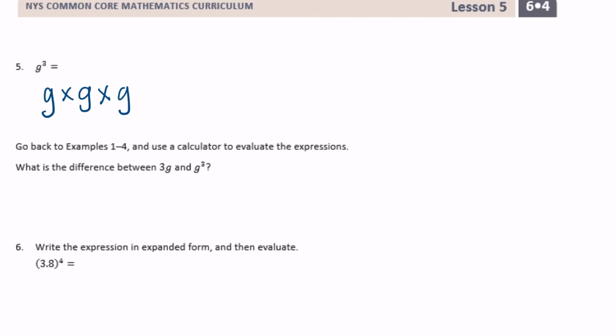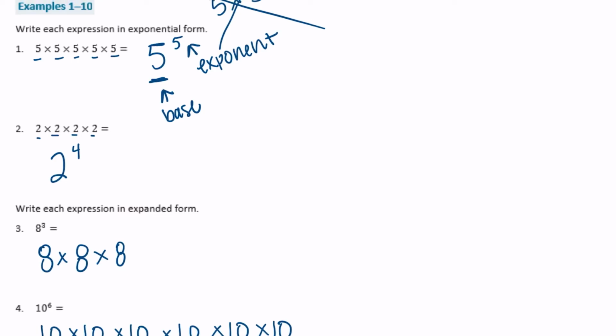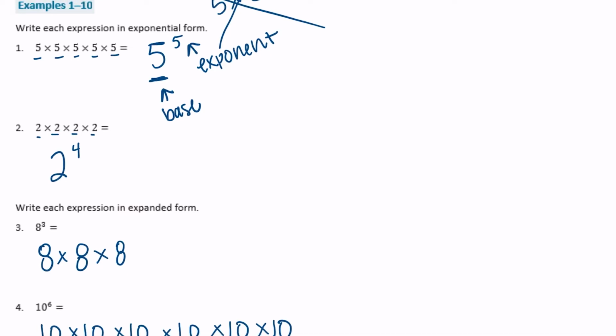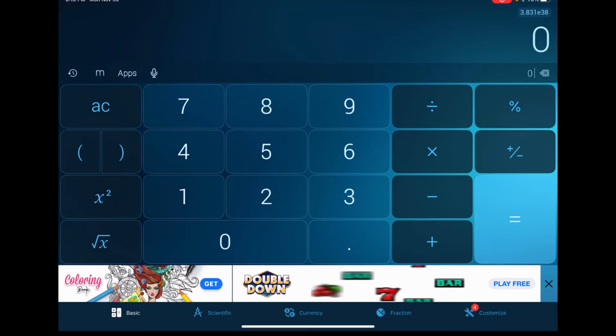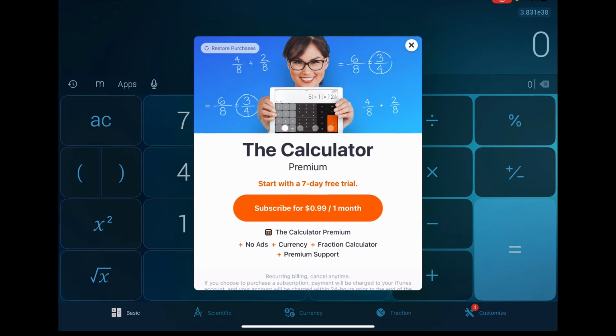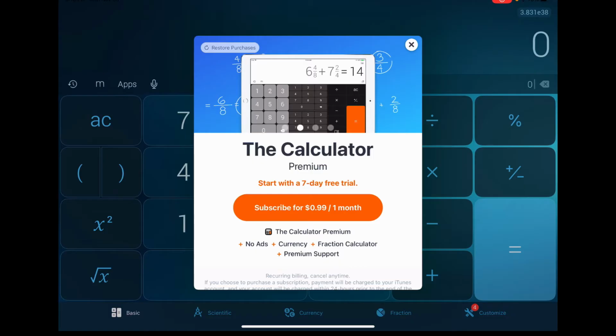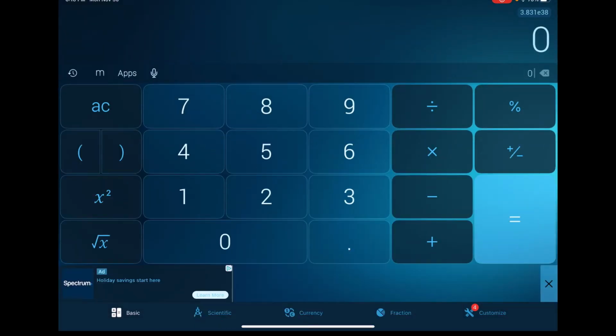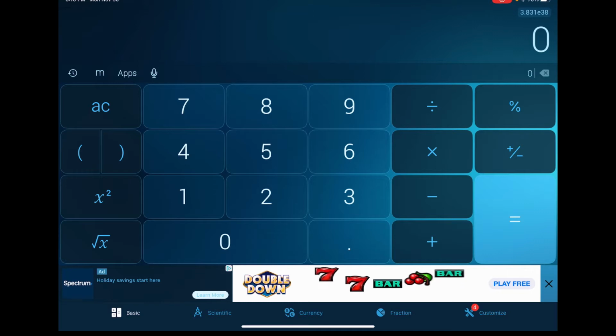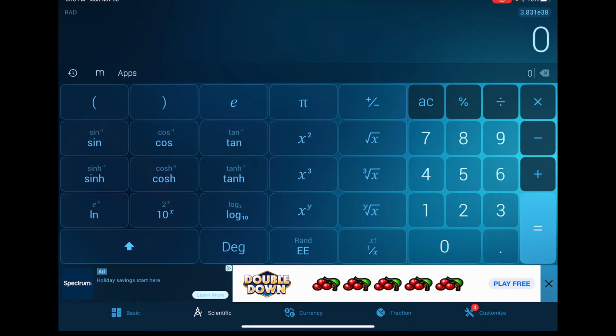Go back to examples 1 through 4 and use a calculator to evaluate the expressions. Okay, so 1 through 4, 5 to the 5th power. It says use a calculator, so I'm going to find my calculator. I don't have the premium version, which is why I have ads. The first page is just a regular calculator, but if you go down here and click on scientific, it will bring up a lot more functions that we can do with this calculator.